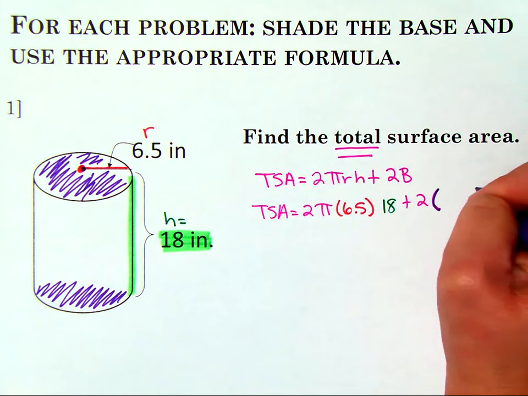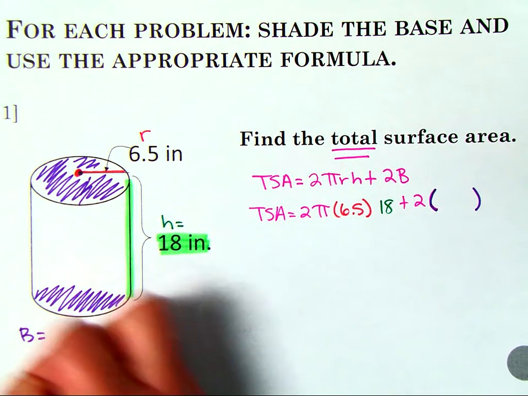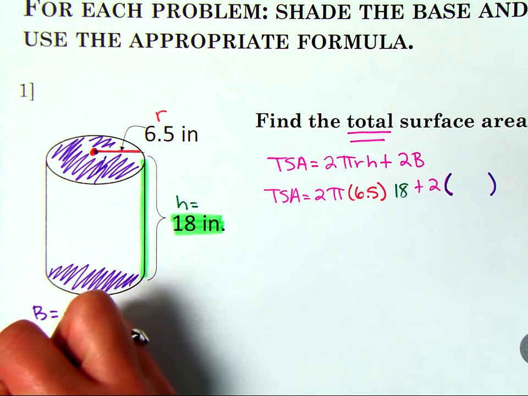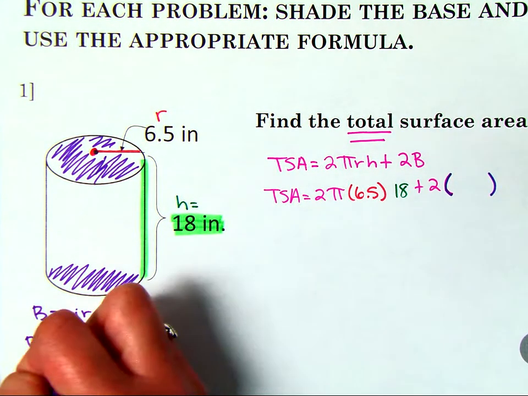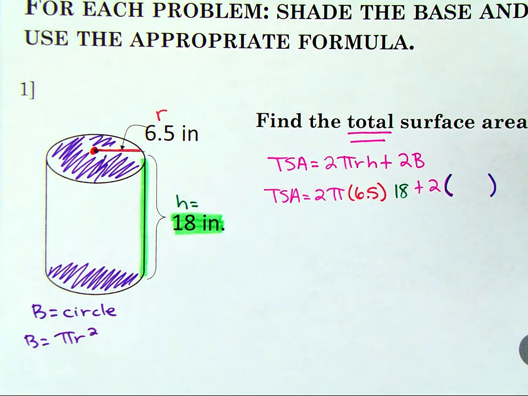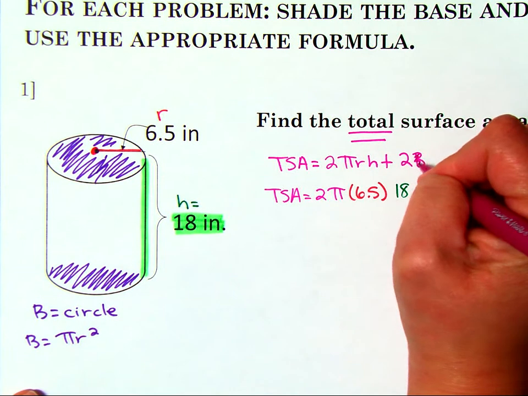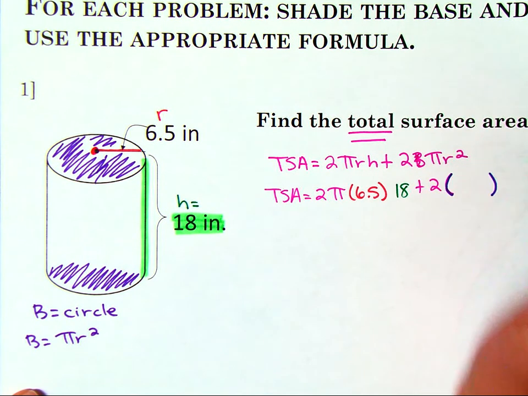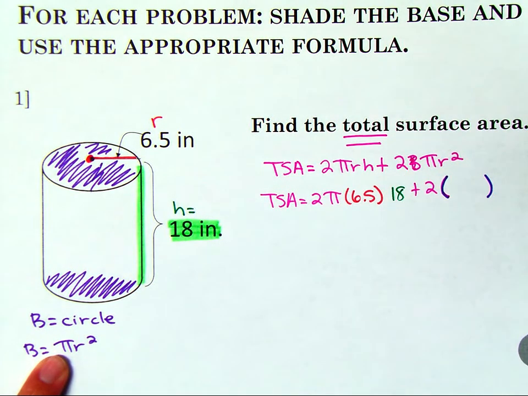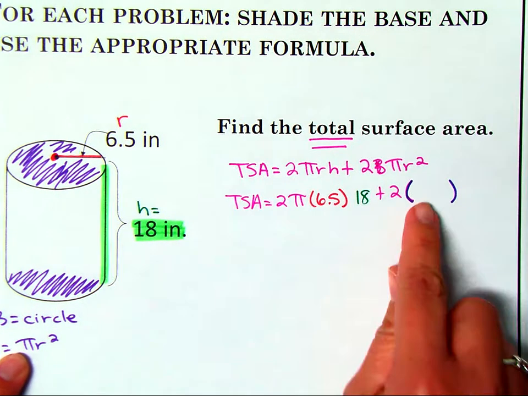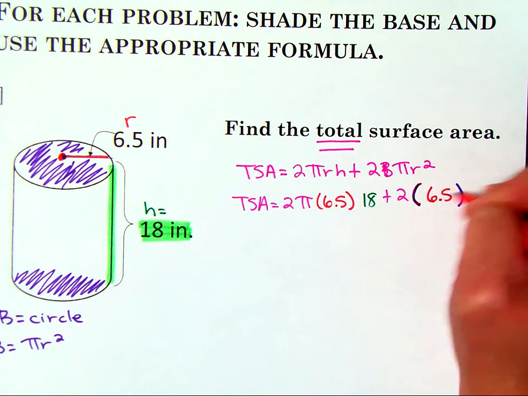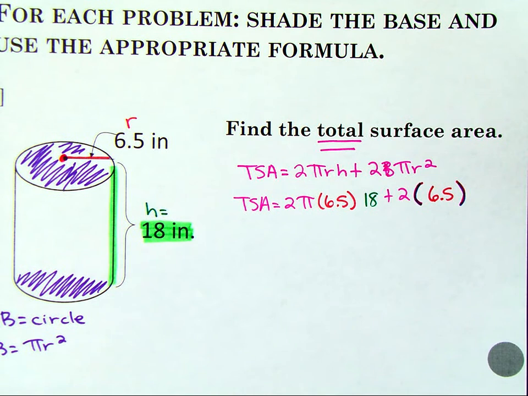Put this in purple. So the base of this is a circle. So we have to use the area formula for a circle. Pi r squared. Well, that's where I messed up. Got ahead of myself. Pi r squared. There we go. We already know that part. So that capital B is what we're going to replace there. Okay? So the r was 6.5. Go over that in red. And my exponent is to the second power.